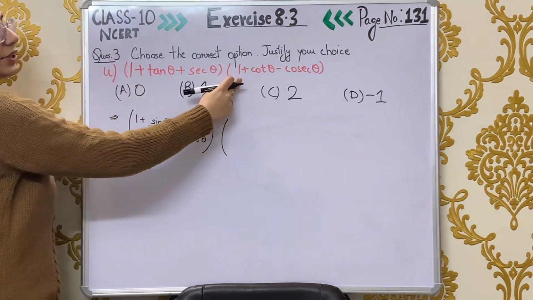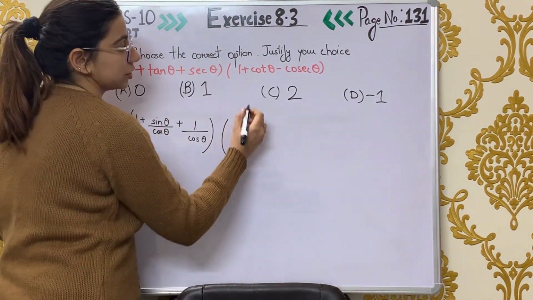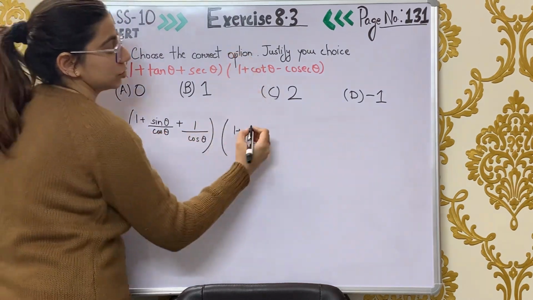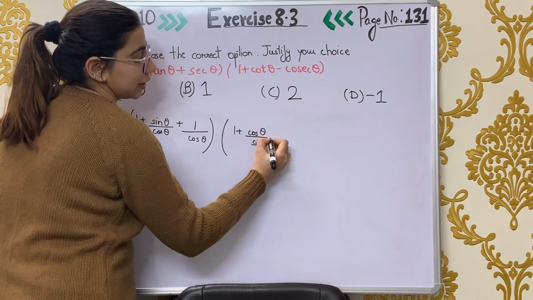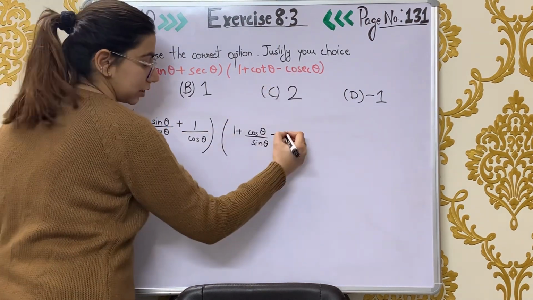Solving the second bracket, we get 1 plus cot theta. So cot theta is just the opposite of tan theta, so it is going to be 1 plus cos theta upon sin theta. And cosecant theta is 1 by sin theta.